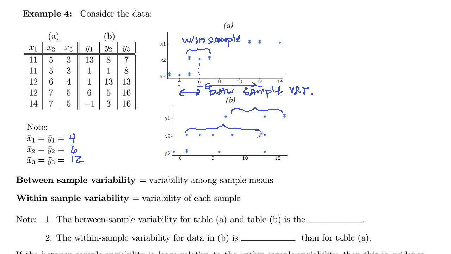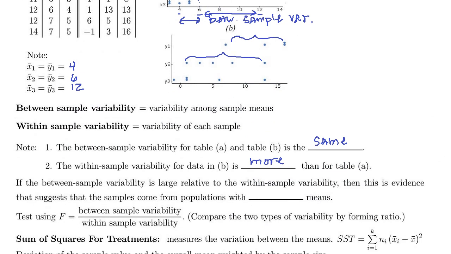So here we've got more within sample variability in the B data sets than we do in the A data sets. So the between sample variability for table A and table B is approximately the same. However, the within sample variability for data set B is more than it is for A. So, right, the Y data sets here are more spread out individually than the X data sets.